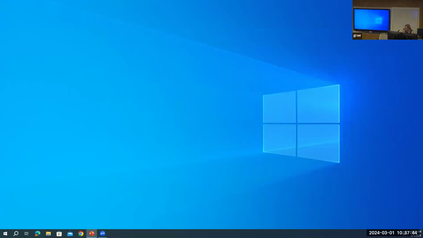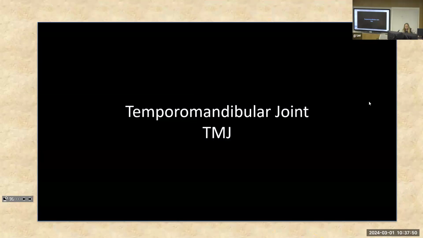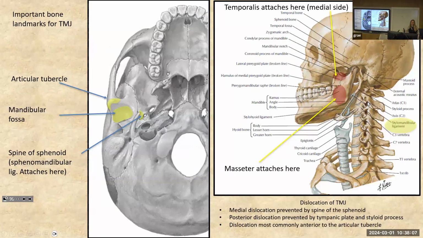Sorry about that. I have a hyperlink in the show that will allow you to go back and forth. The temporomandibular joint. Most of these details have already been introduced to you. That's why I put it last, because last year I did the pterygopalatine fossa last, and I was like, that was probably not the best idea. So we're going to switch it up. We're going to do the TMJ last.